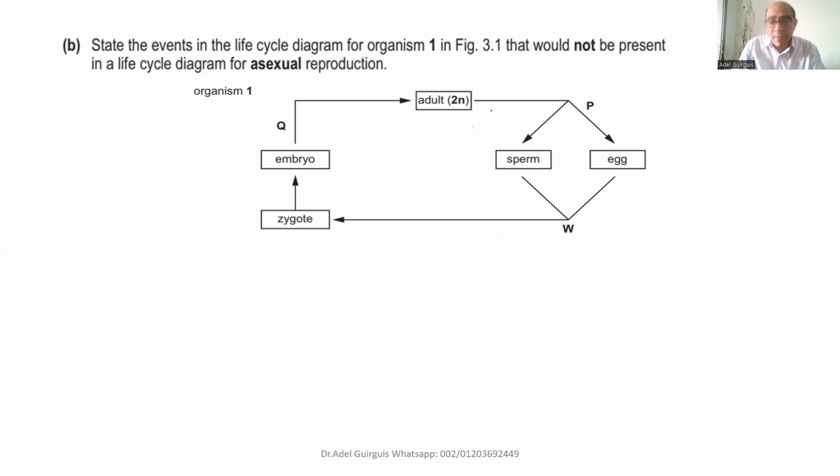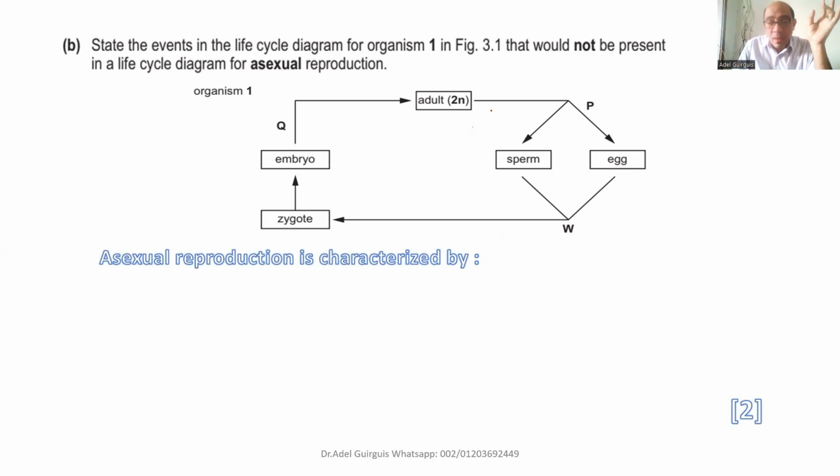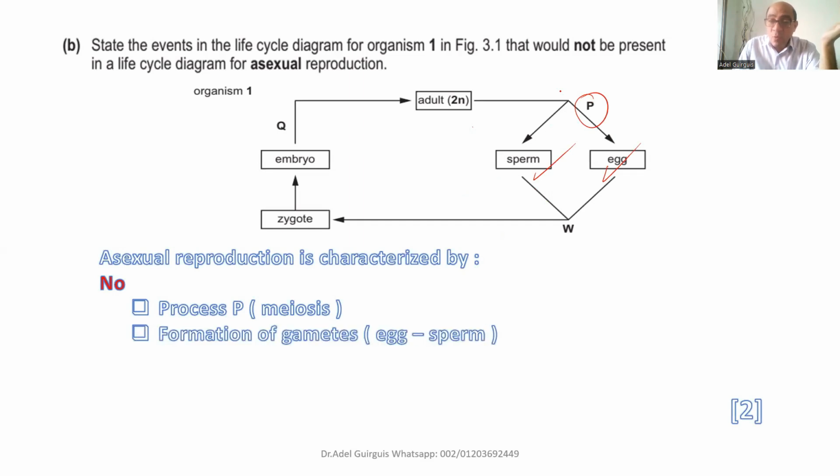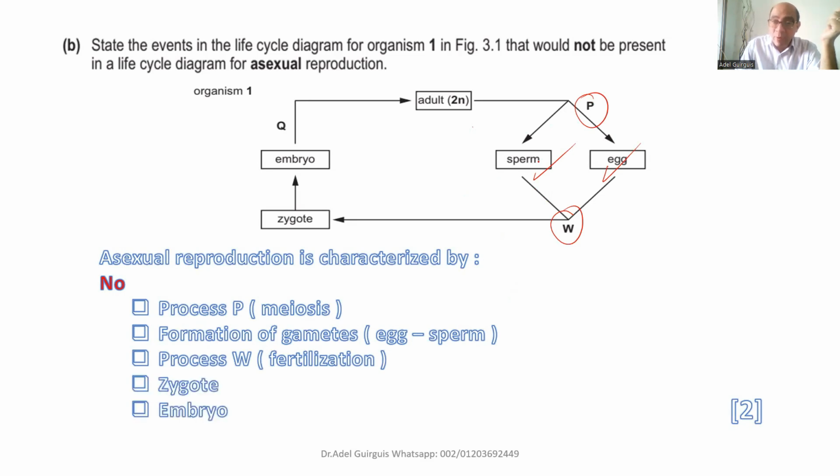Like what? Asexual reproduction is characterized by no process B. No gamete formation. No haploid cells are produced. No gametes, no egg, no sperm. No formation of gametes, egg or sperm. No fertilization. No zygote is formed. No embryo is formed.